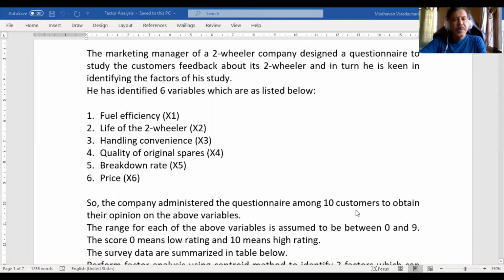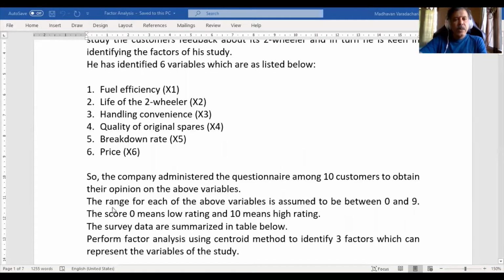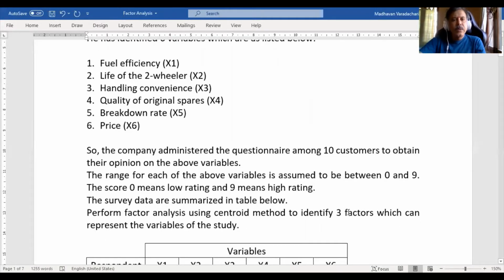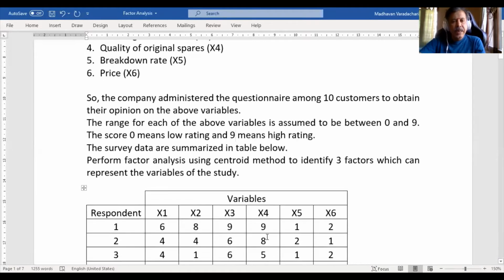The company administered the questionnaire among 10 customers to obtain their opinion on the above variables. The range for each of the above variables is assumed to be between 0 and 9. If the customer is very much pleased with a particular variable, he will rank it 9, and the least score he will give is 0. So the low rating is 0 and the high rating is 9. Based on this, he got the data collected as below. The data is given here.